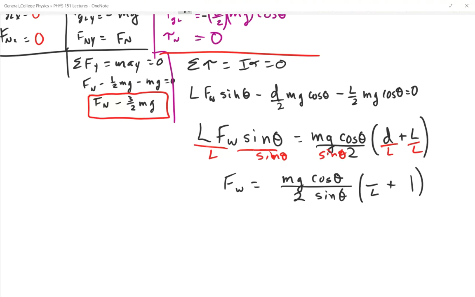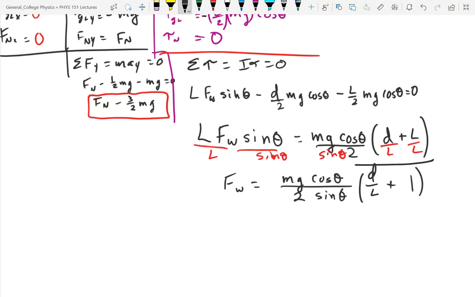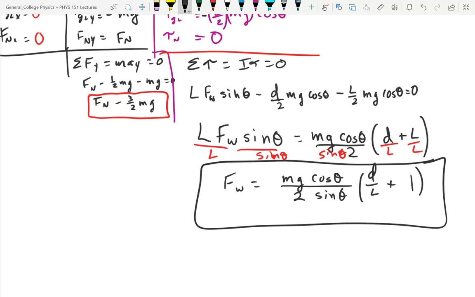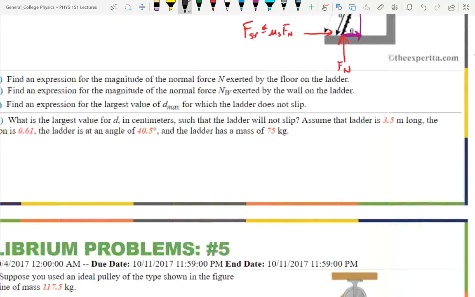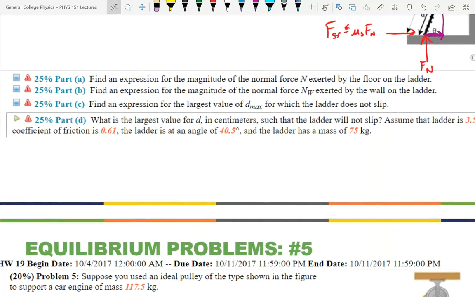Couldn't read that D very well. There's an equation for the force of the wall as a function of our variables, including D, how far the person has walked up the ladder. Now, so far this problem has been a straightforward application of the conditions of equilibrium. And justice for all, I suppose. Equilibrium. But now for the last part.